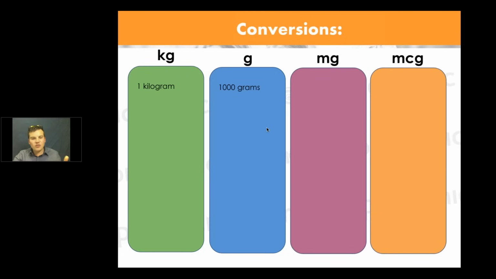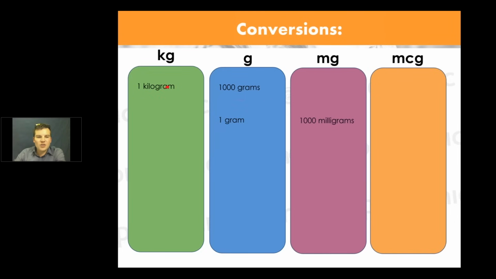1,000 grams. Well, if we're coming down, it's 1 gram, right? So 1 kilogram is 1,000 grams. A kilogram is 1,000 grams. But what if we have 1 gram? 1 gram is how many milligrams? 1,000 milligrams. It's 1,000 every single time.